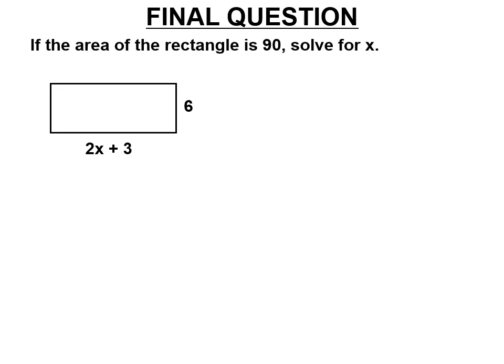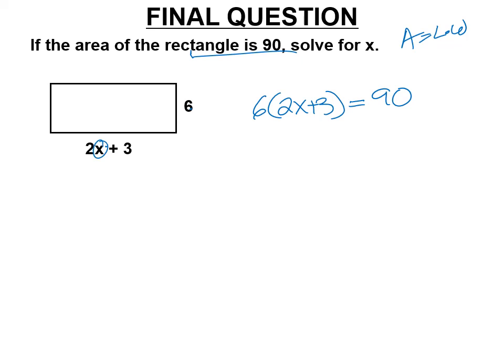All right, area. How do you find the area? Length times width or base times height. So we're going to multiply these two sides. The key to this is you have to know that you need parentheses there. And we've been told the area is 90. You're working backwards to find this missing information.